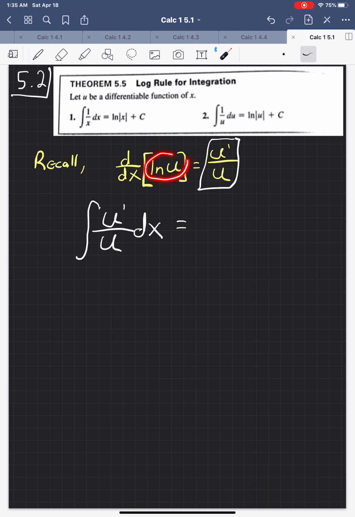If I give you ln of u, as of the last videos, you're going to be okay to take that derivative. You're just going to do u prime over u. But what if you want to go backwards? You want to integrate u prime over u. Well, then what you're going to get is ln of u.